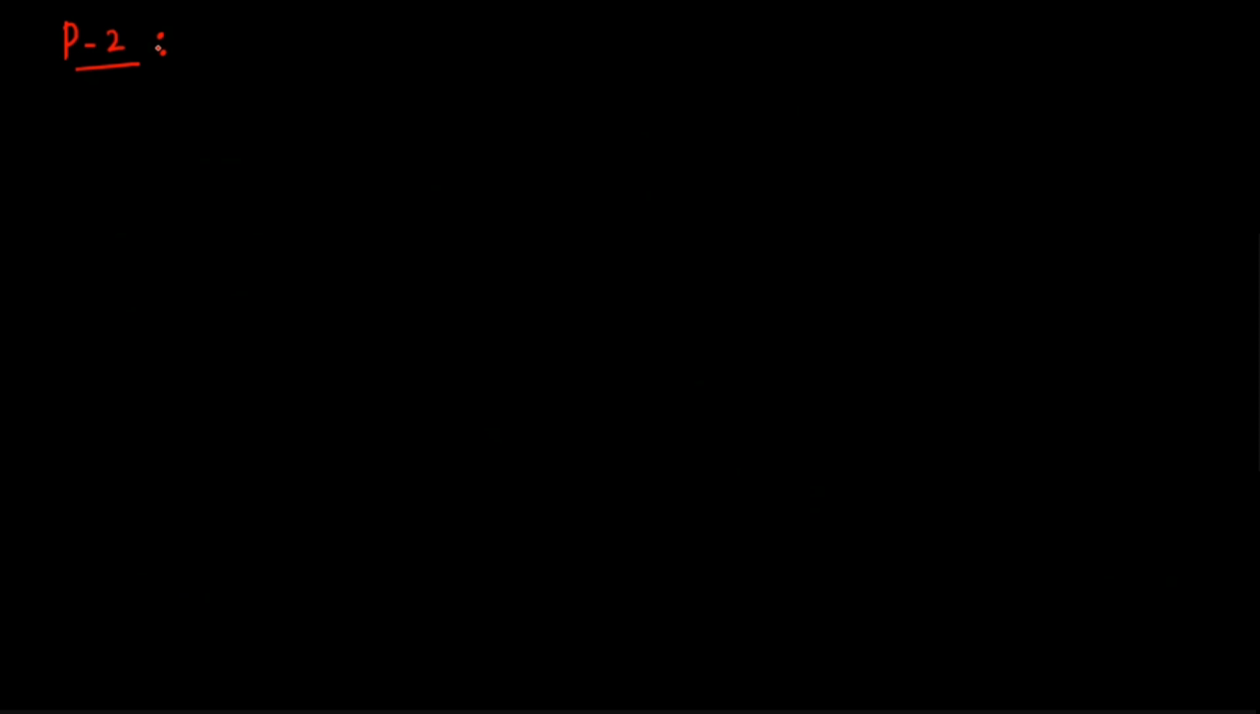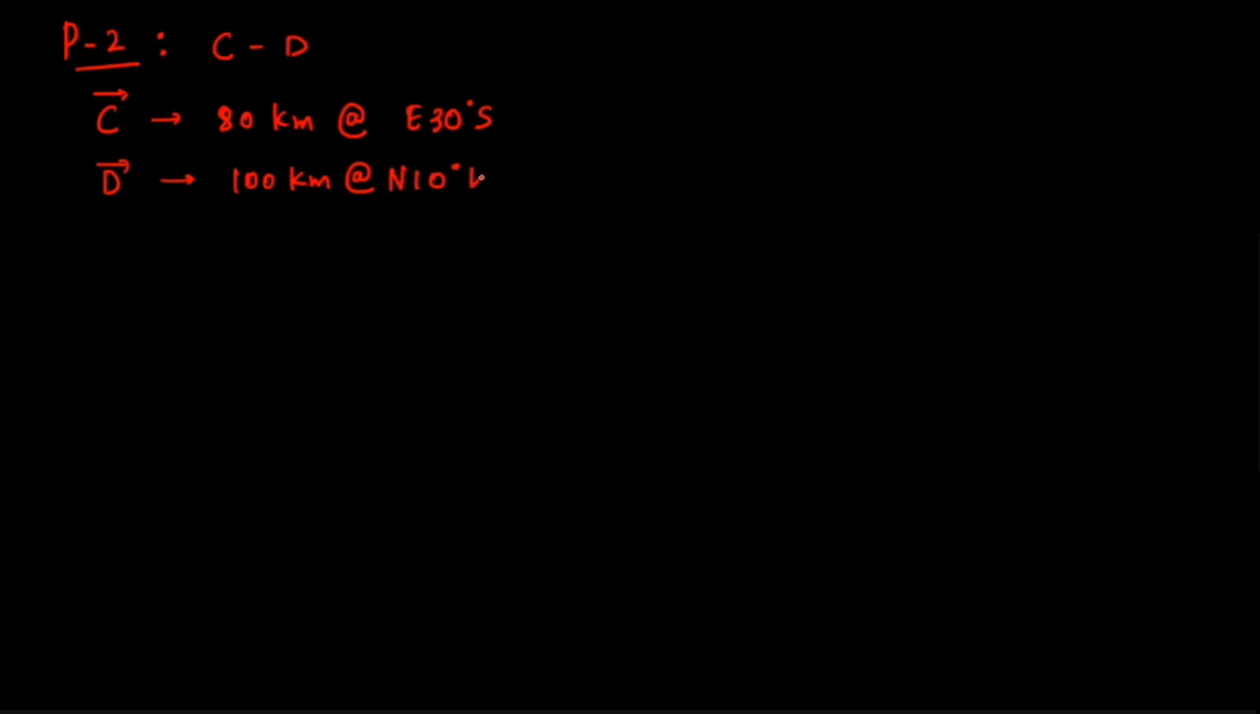First of all, you need to write what is given to you. In problem 2, we have to find c minus d. So we have been given two vectors. First is vector c and it is given as 80 kilometers at east of 30 degrees south. So again, east of 30 degrees south, we'll draw it. Then we have the d vector, which is 100 kilometers at north 10 degrees of west.